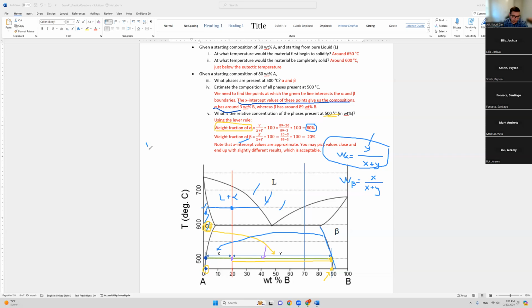So let's find the weight fraction of liquid phase first in this region. I'm gonna take the part of the tie line which is away from this liquid boundary, which will be this part. Let me call it x prime. This is gonna be x prime divided by, if I call this part y prime, x prime plus y prime.